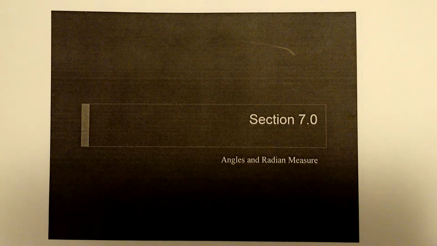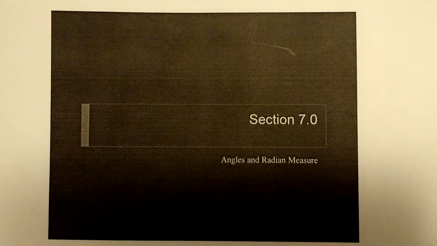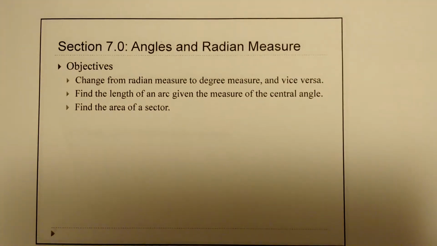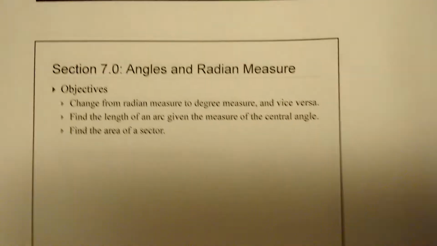Here we have section 7.0, angle and radian measure. This actually isn't out of chapter 7, it's out of a previous chapter, but to do the upcoming stuff, we need to go back and cover this stuff, but it's the only section, so it gets to be 7.0. So angles and radian measure. Your objectives there: change from radian measure to degree measure and vice versa, find the length of an arc, and then find the area of a sector.